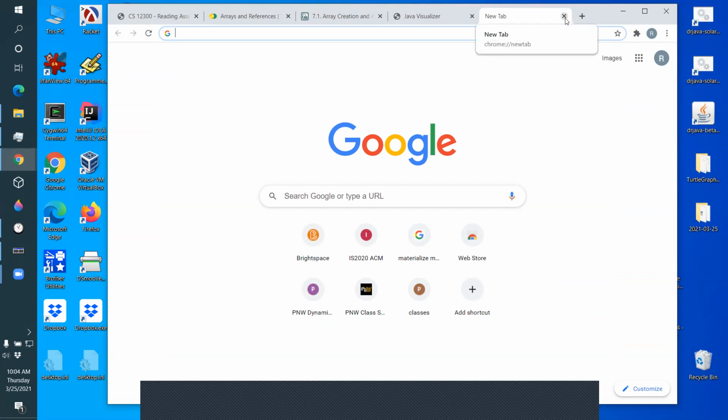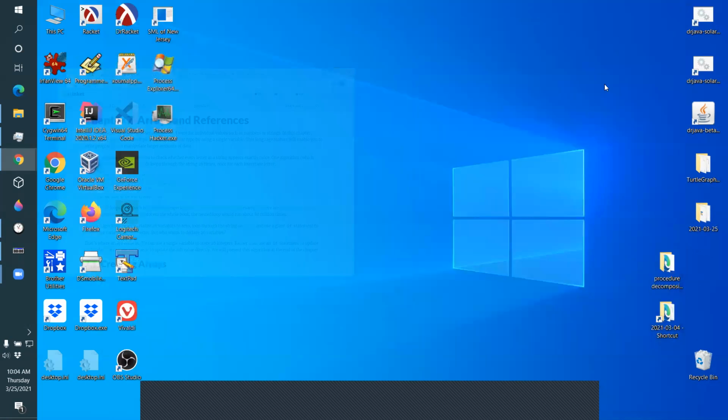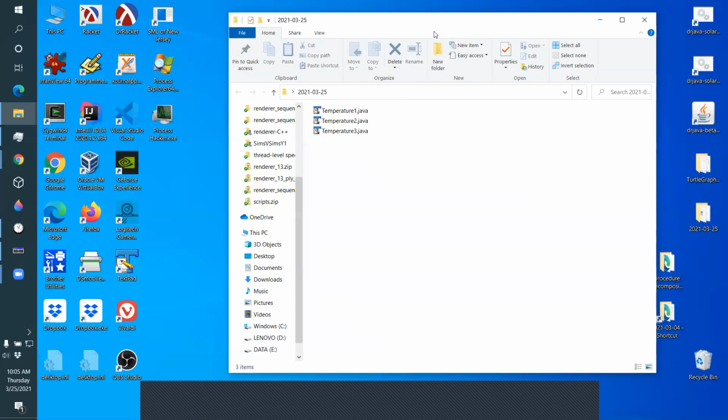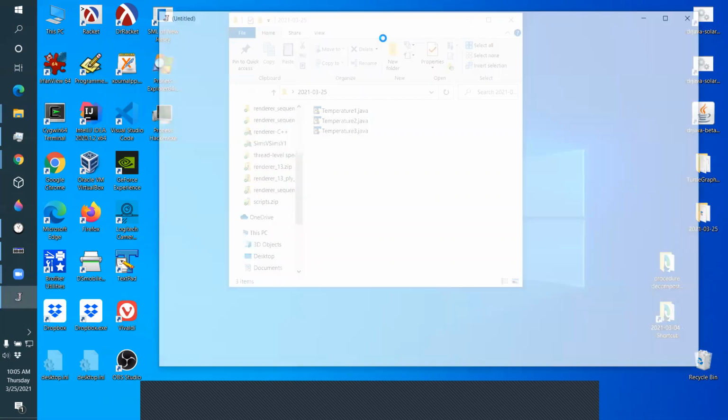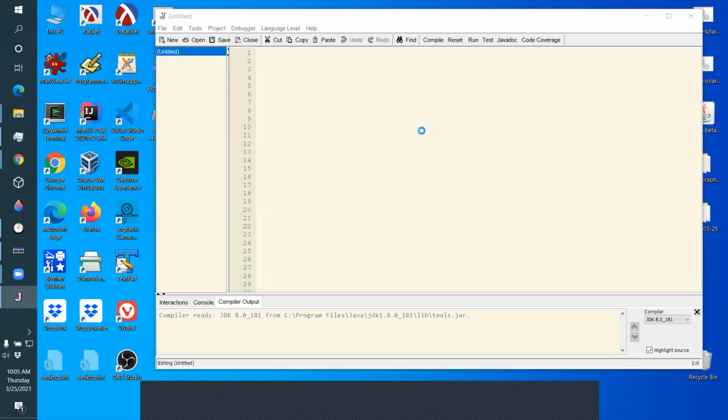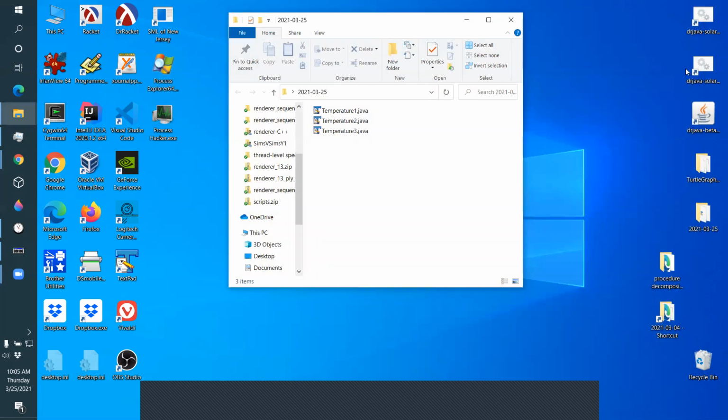Actually, I have an example. Let me just jump to it. I have this example written. Let's look at it first. Let's look at it in Dr. Java. Okay, and Dr. Java didn't start up right this time, so let me close it. Start it again.